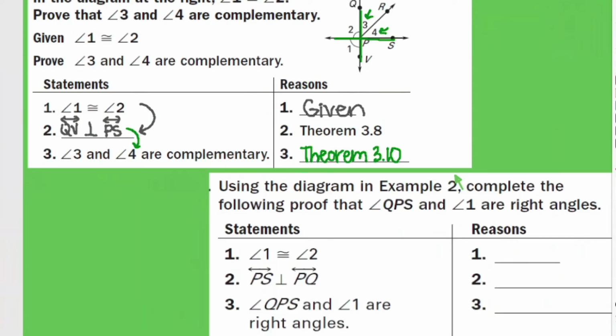We're going to use that same diagram again. Given that angles 1 and 2 are congruent, we're going to try to prove that angle QPS and angle 1 are right angles. QPS and angle 1 are this angle and this angle. Again, we were given that angle 1 was congruent to angle 2. What lets us say that because those are congruent, then we have perpendicular lines? Angle 1 and 2 was our linear pair of congruent angles, so again, that's Theorem 3.8.